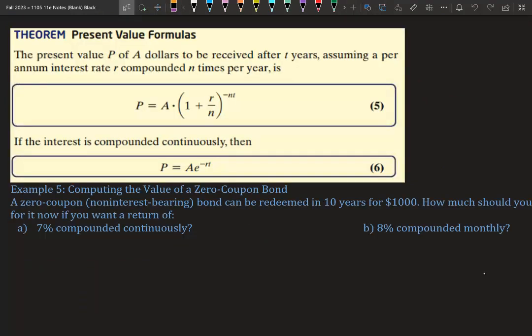Present value formulas. The present value P of $A to be received after T years, assuming a per annum interest rate R compounded n times per year, is P equals A times 1 plus R over n to the power of negative nt. If the interest is compounded continuously, then P equals A times e to the power of negative RT.